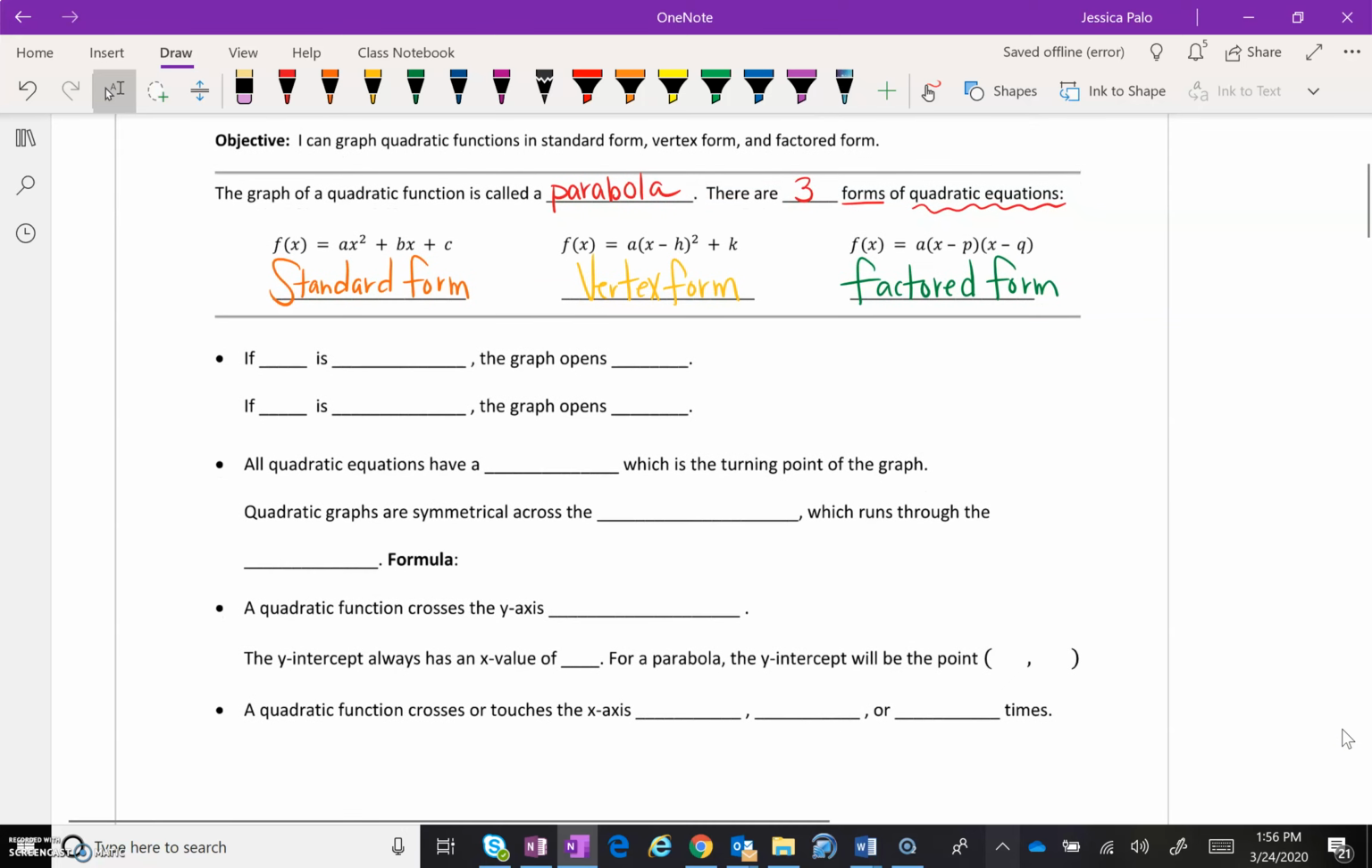So just a little review here. If A is positive, the graph opens up, but if A is negative, the graph opens down. Happy parabola, sad parabola.